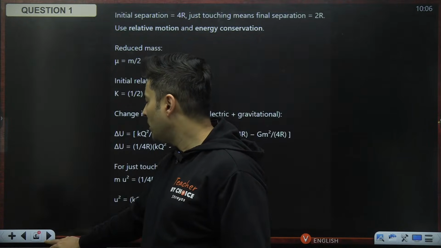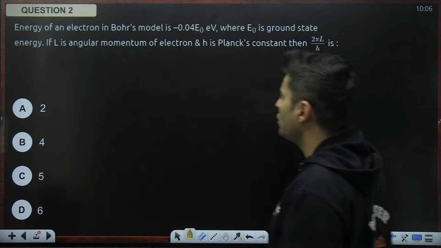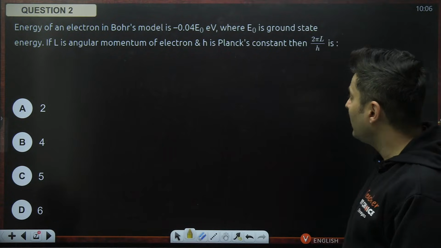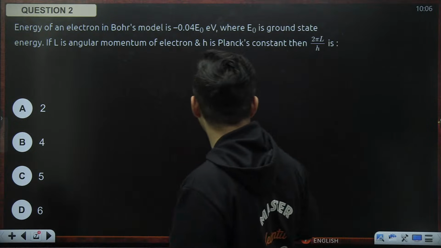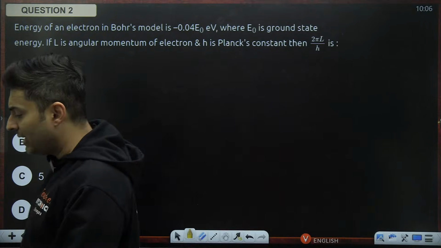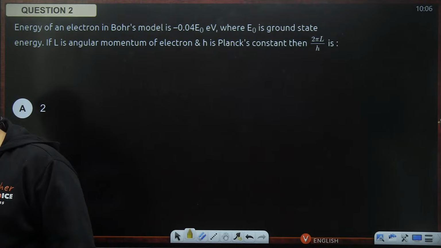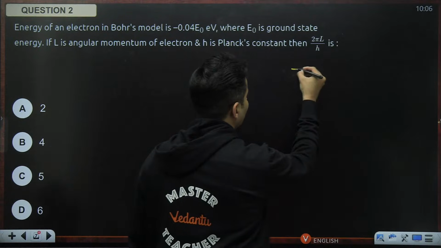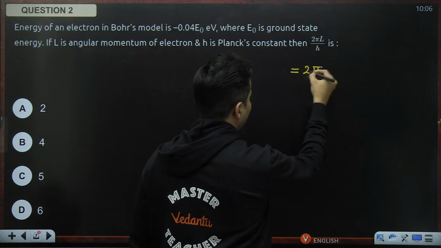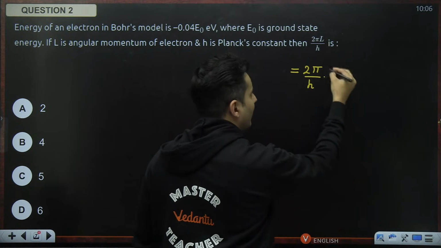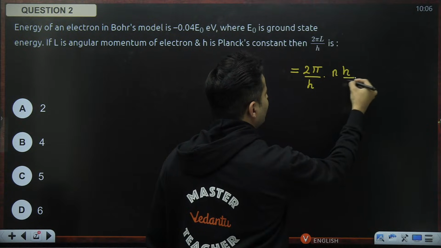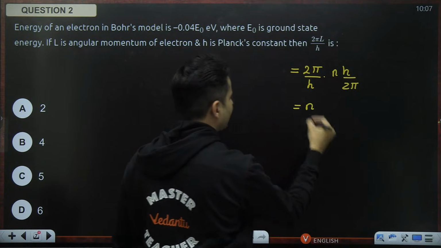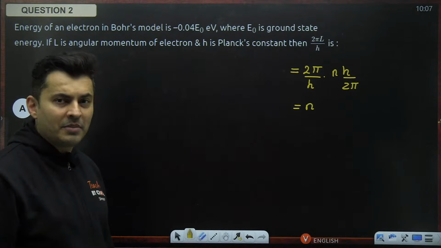Okay, so let's go ahead to the next one. The energy of an electron is so and so. E naught is the ground state energy. If L is the angular momentum, H is Planck constant, then what is 2 pi L divided by H? Now, first of all, let's understand what this 2 pi L divided by H is. Angular momentum is always nH divided by 2 pi. 2 pi, H cancels. Basically, they are asking which principal quantum number it is.